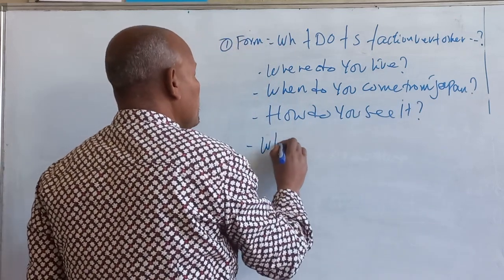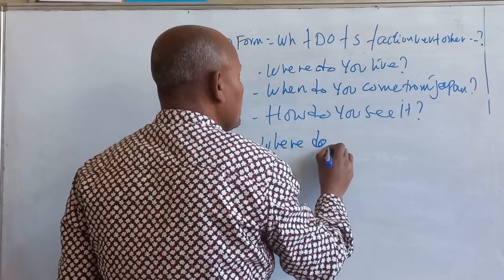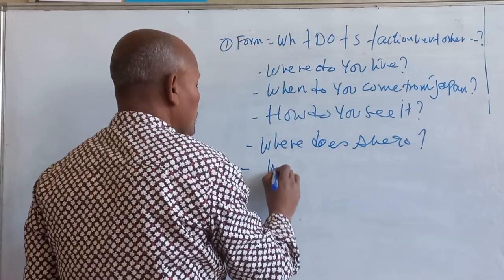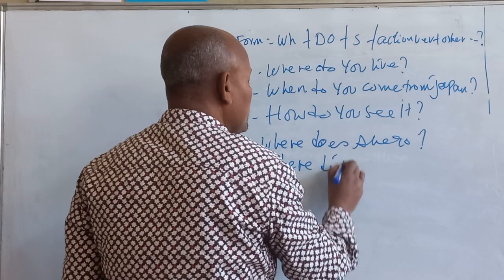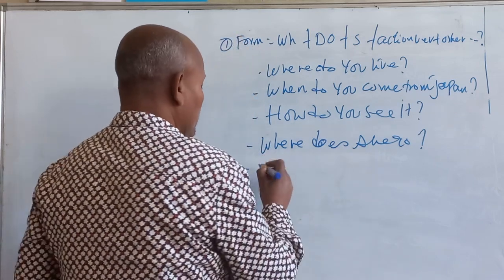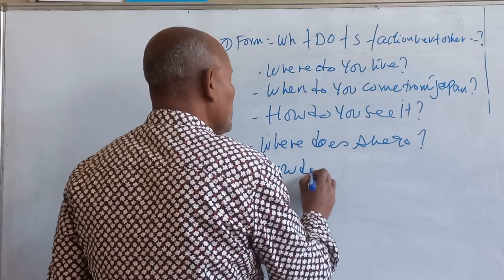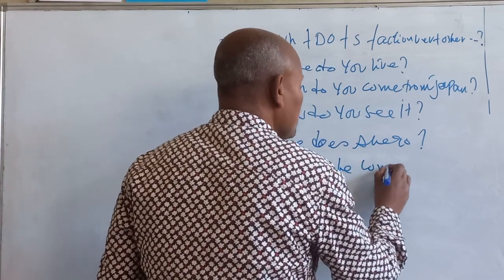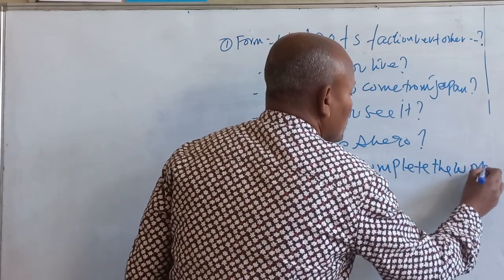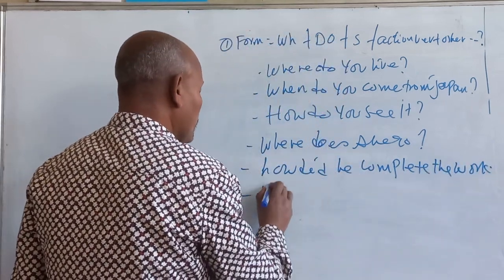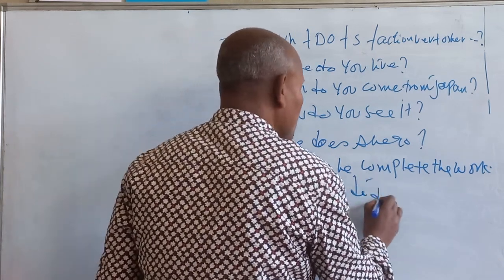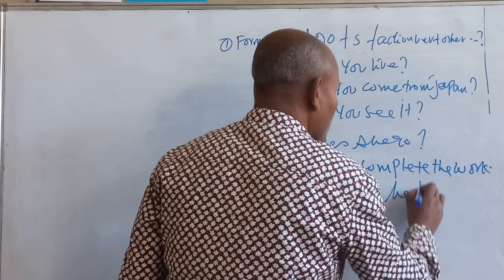And here, where does she go? And here, where did? Another example, please. How did he complete the work? And here, how much did he buy?